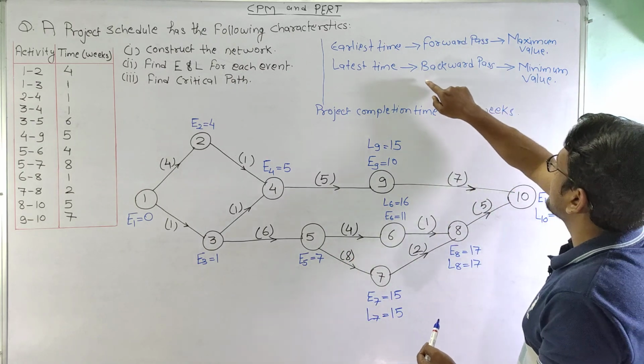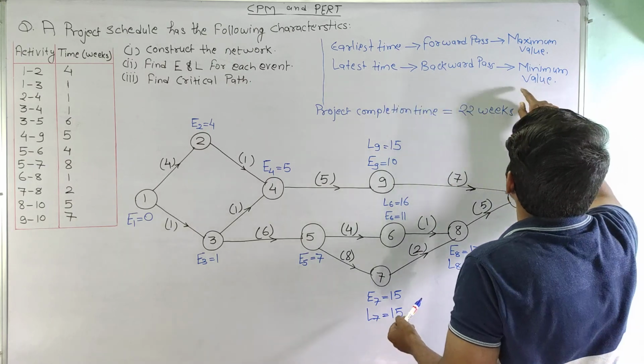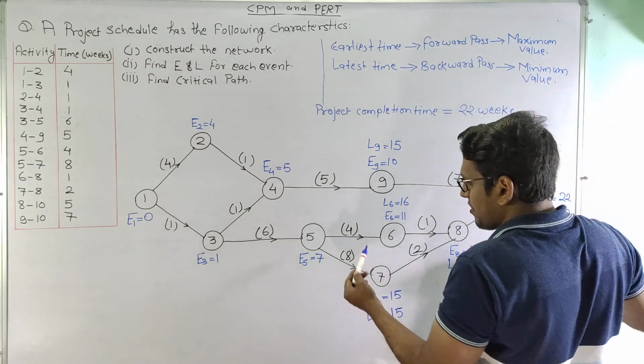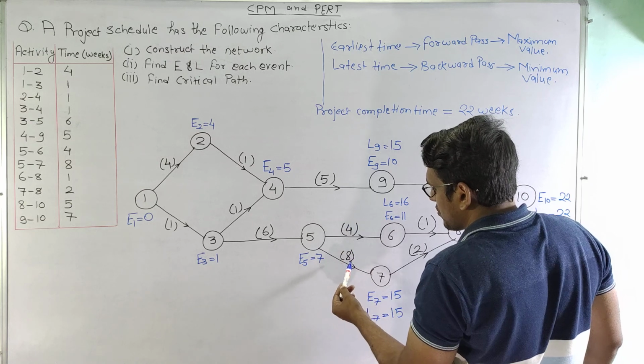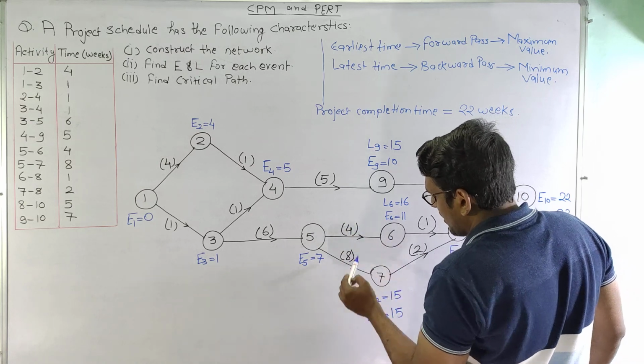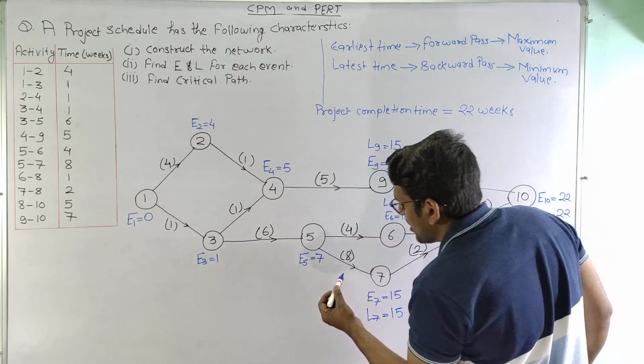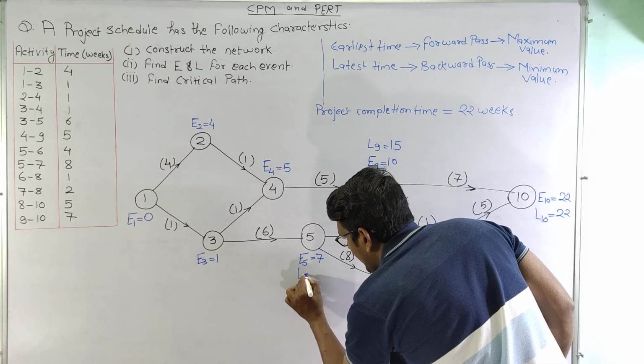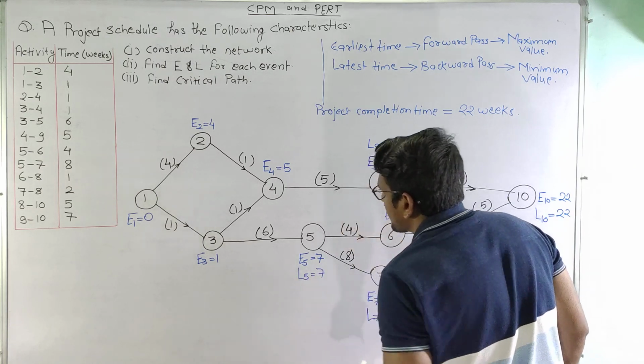So as we have discussed, for latest time we will select the minimum value. So we will select the minimum value among these two. So this is coming as 12 and this is coming as 7. So we will take the value 7 and L5 is equal to 7.